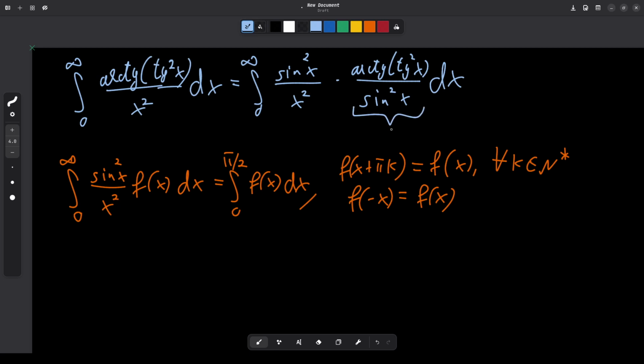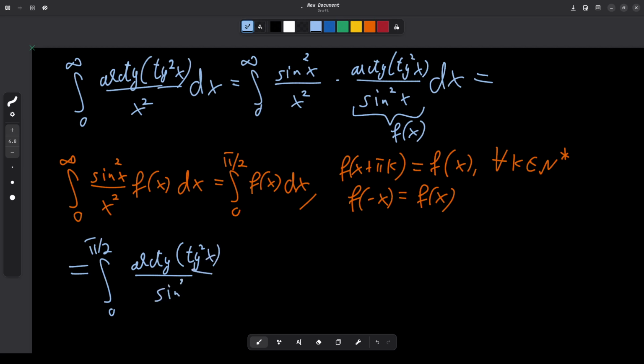Now, let's see if f of x satisfies these two conditions. Is it pi periodic? Yes. Is it even? Well, yeah. So, by that particular case of Lobachevsky's formula, we have that this integral is the same as the one going from 0 to pi over 2 of the inverse tangent of tangent square x over sine square x dx.